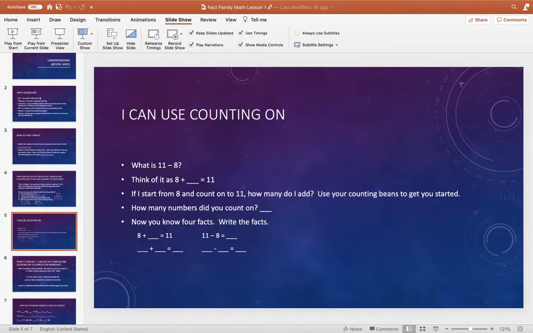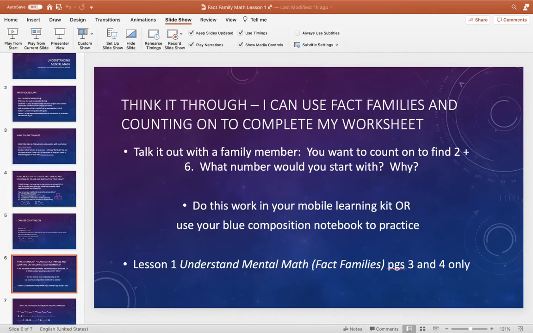Okay. Moving on to the next slide, I want to show you, and I'm going to share my screen again. In order to practice some more using fact families and counting on, you're going to have some work to do, and this will get you started. I want you to talk out with a family member. The problem is, I want you to count on to find 2 plus 6. When you find 2 plus 6, that's the information given to you, and the problem is finding the sum. What is the total? What number would you start with and why?